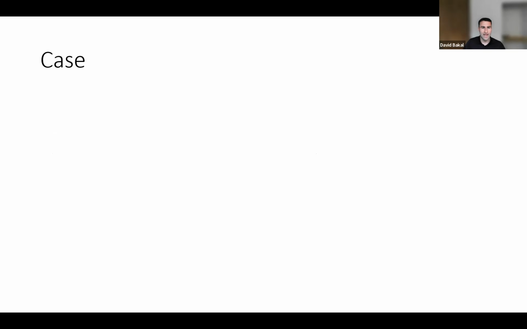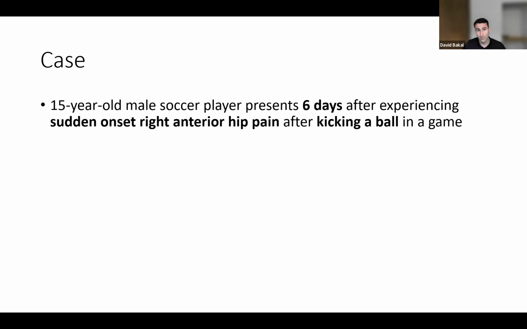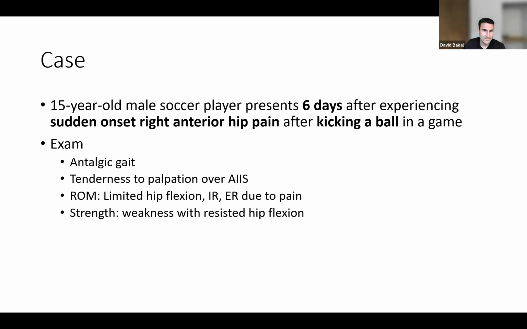So to start off with the case, this was a 15-year-old male soccer player who came in 6 days after experiencing sudden onset right anterior hip pain after kicking a ball in a game. On exam, he had an antalgic gait, he had tenderness to palpation over his AIIS, he had limited hip range of motion due to pain, and he had some weakness with resisted hip flexion on the affected side.